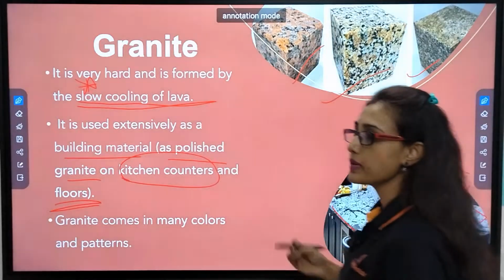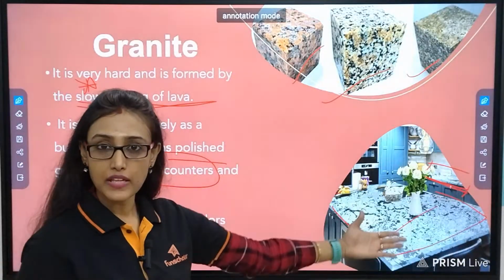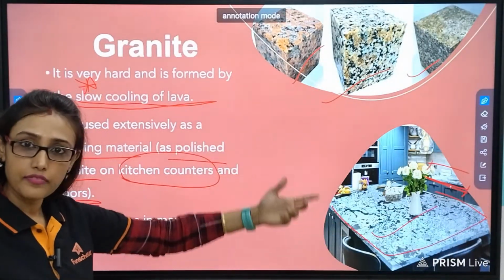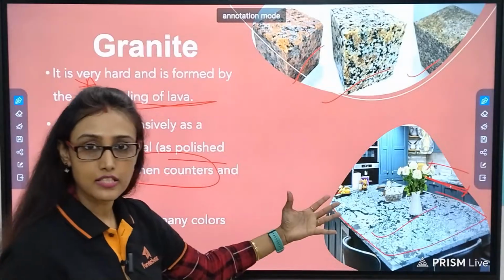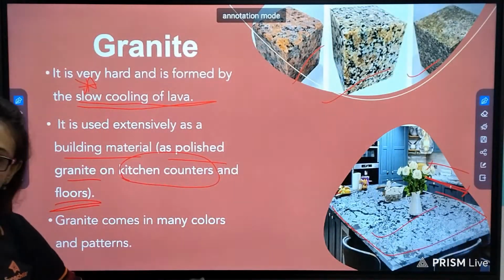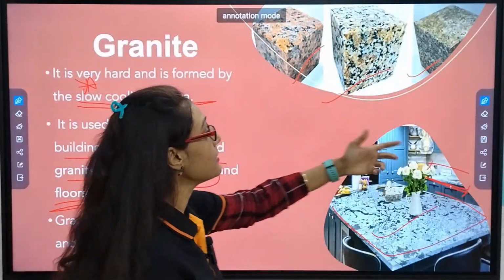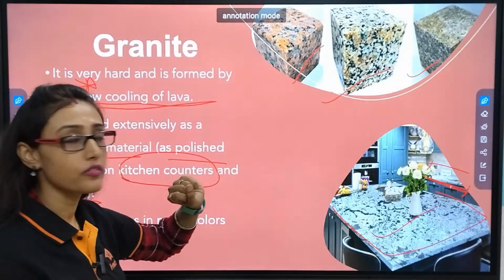And why does it come in so many types? Because before it solidifies, it is of liquid nature. When it was volcano, it slowed down, so it carried different types of materials and different types of minerals along with it.